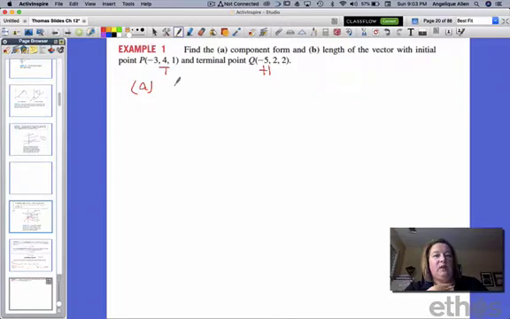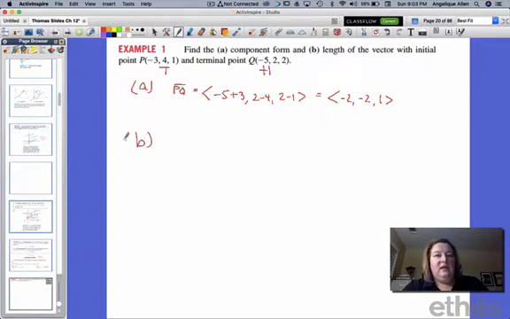And so we're going to say that vector PQ, put a bar over it, is going to be, we're going to use bent brackets, -5 minus -3, 2 minus 4, and 2 minus 1. So negative 5 minus negative 3, 2 minus 4, and 2 minus 1. And that's going to give us negative 2, negative 2, 1. So there's the component form of vector PQ.